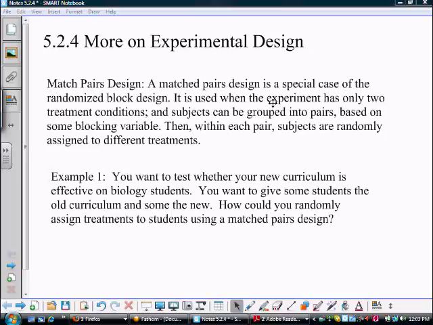We probably don't want to divide people in these groups into males and females, because I don't think our biology curriculum would be decidedly different on males and females. We want to find some variable that we think is going to make a difference in our response variable. And then we're going to try to block on that with pairs. So can you think of a variable that might make a difference?